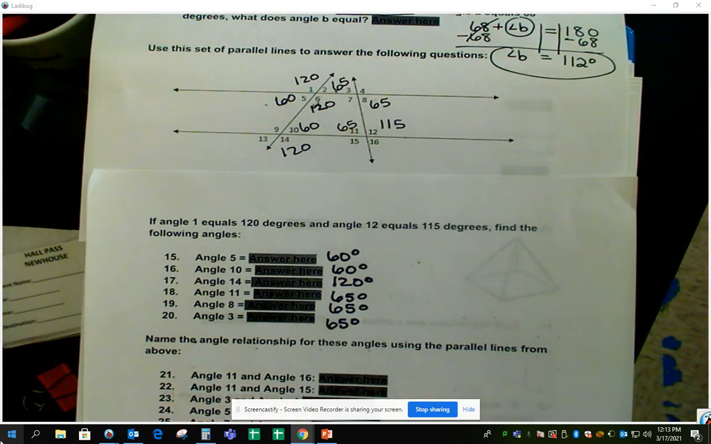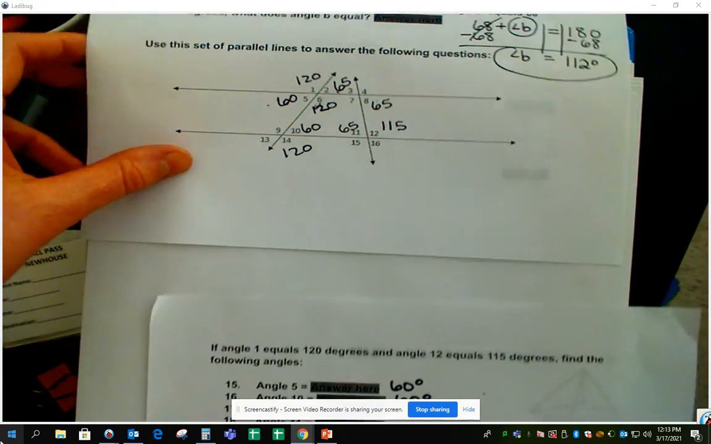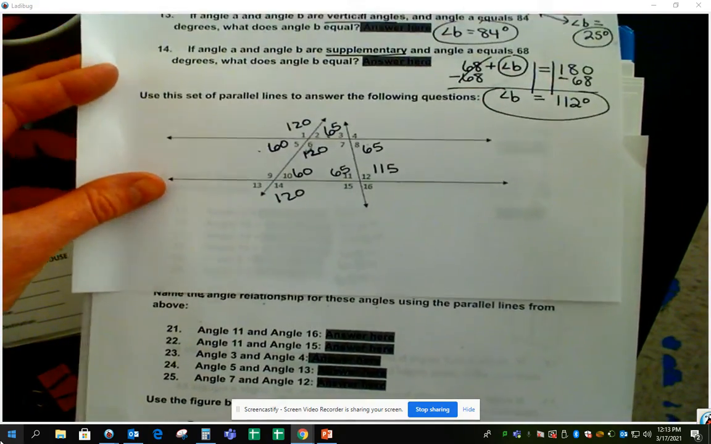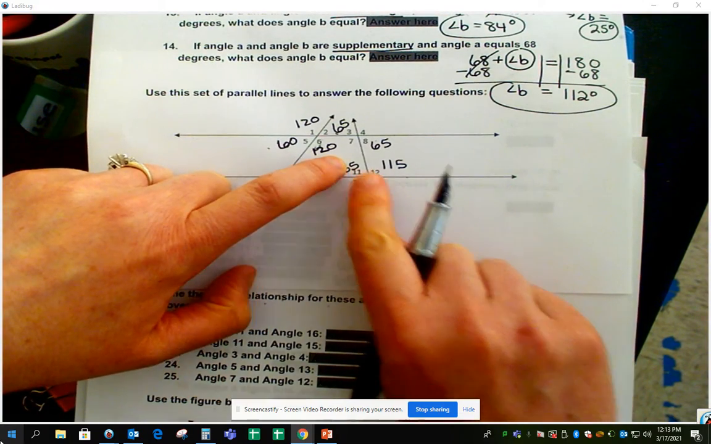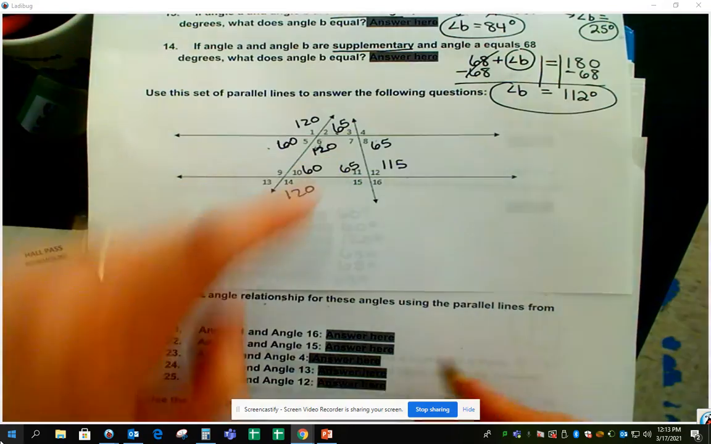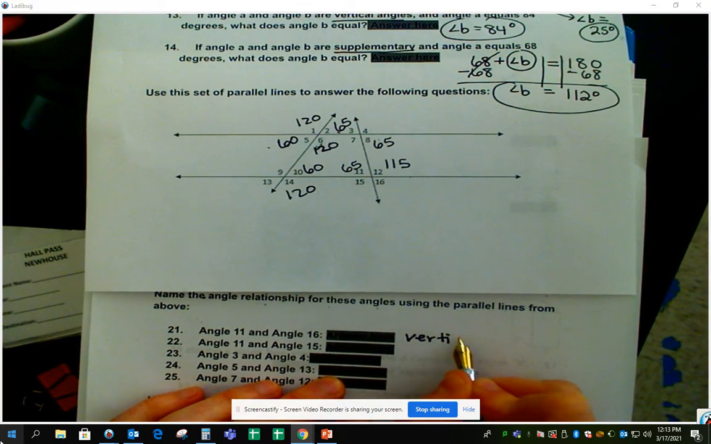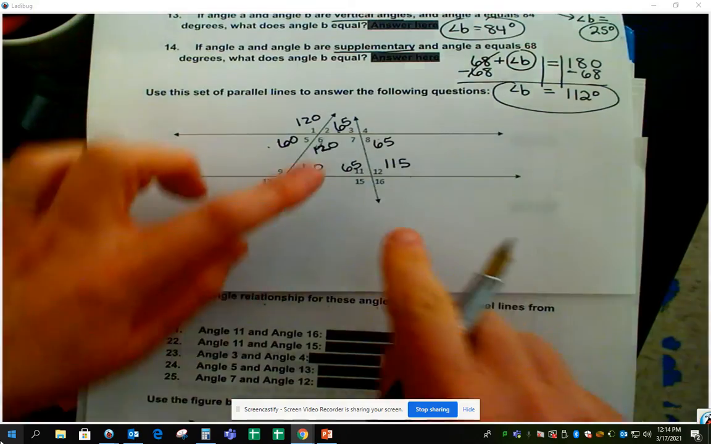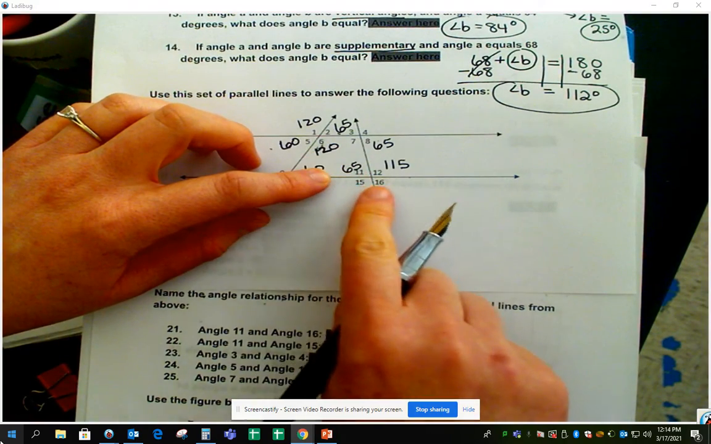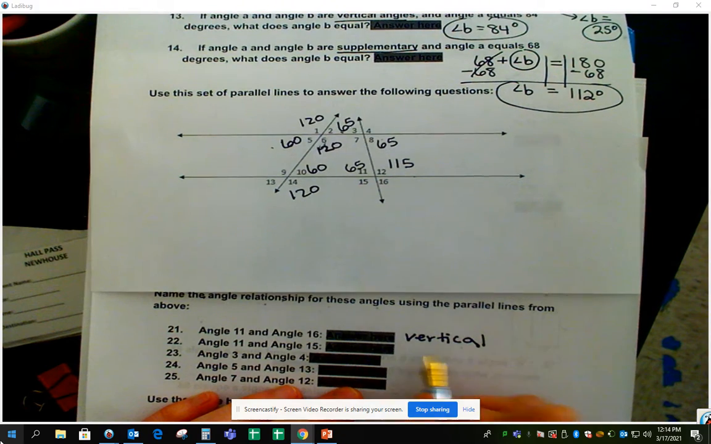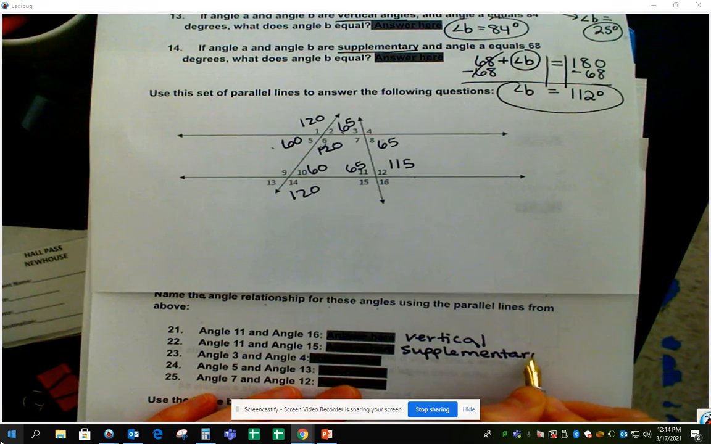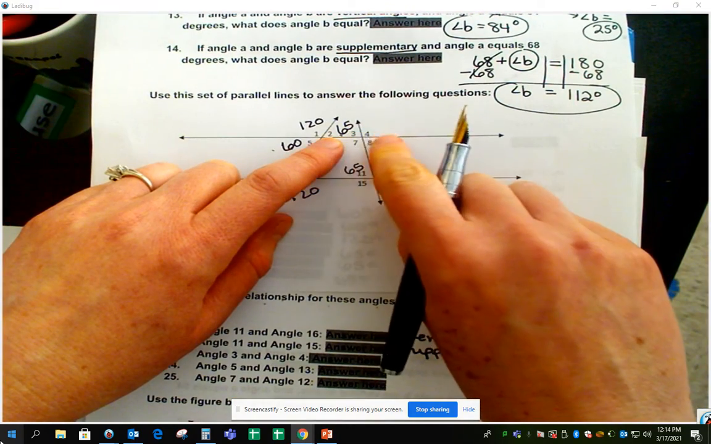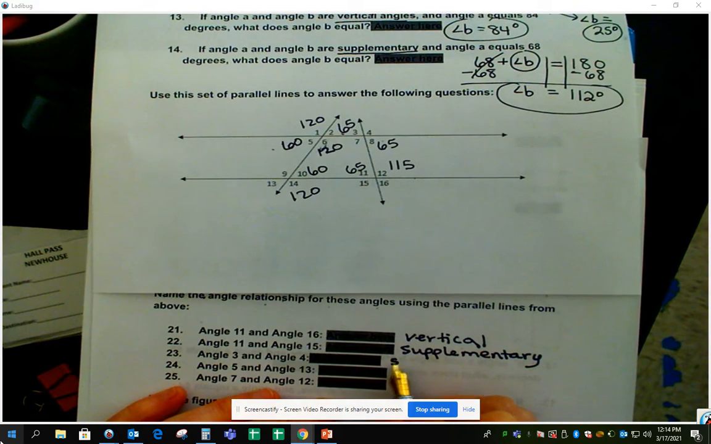Okay. Now we're going to name the angle relationships for these angles. Okay, so we're still using these parallel lines. 11 and 16. So this 11, that's 16. Notice they're opposite each other at the intersection. These are vertical angles. 11 and 15. Notice these are right next to each other. They make a straight line. Those are supplementary. 3 and 4, also right next to each other, and they make a straight line. Those are supplementary.